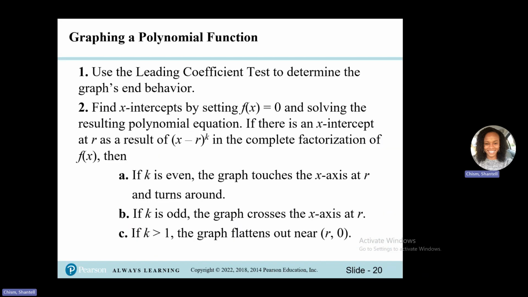So graphing a polynomial function, it says use the leading coefficient test to determine the graph's end behavior. Find x-intercepts by setting f of x equal to 0 and solve the resulting polynomial equation. So you're going to solve it, finding the x-intercepts. And then keep in mind also that we can use our calculator's graph to get more information about what the graph should look like. If the exponent on your factorizations is even, in other words, if the multiplicity is even, the graph touches and turns. If it's odd, it crosses.